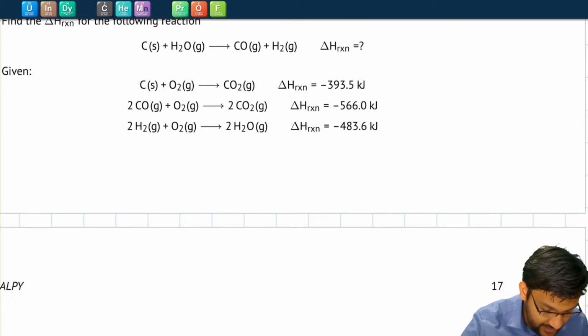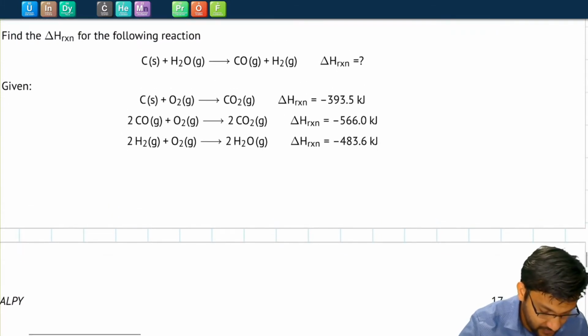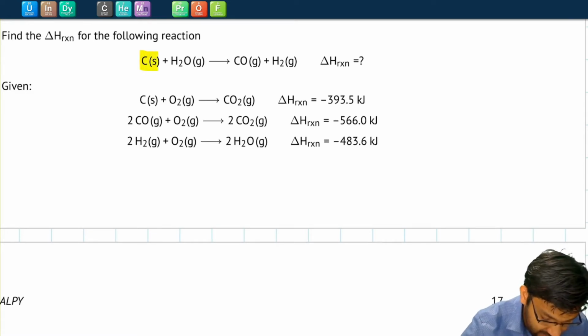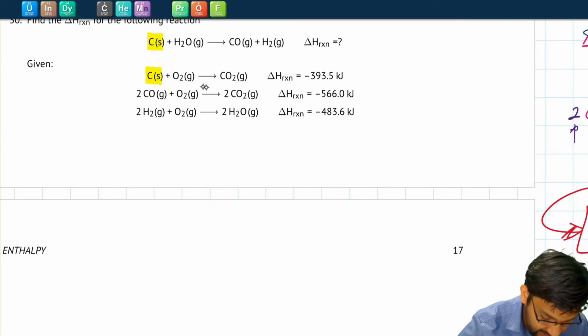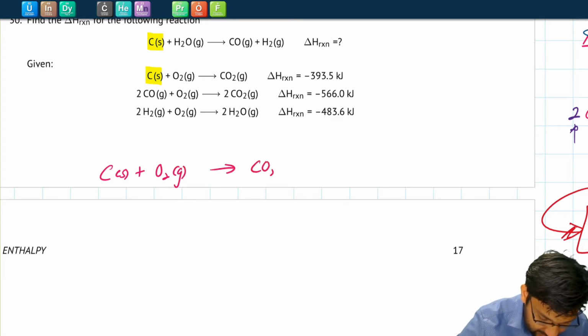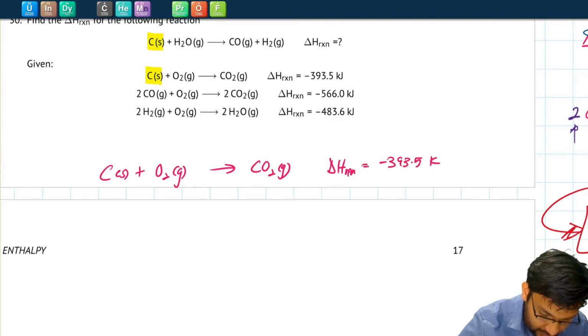So how do we go about doing that? Well, let's look at the equation that we're trying to solve for, and let's look at each of the different elements. So we see that we have carbon here, and if we look at our various different equations, carbon could only come from this first equation. So we know that must be one of our steps in our stepwise process. And since we need one carbon on the top, we just need one of these. So we have carbon, solid, plus oxygen gas, going to give us carbon dioxide gas, and the delta H for this reaction is just right there, minus 393.5 kilojoules.